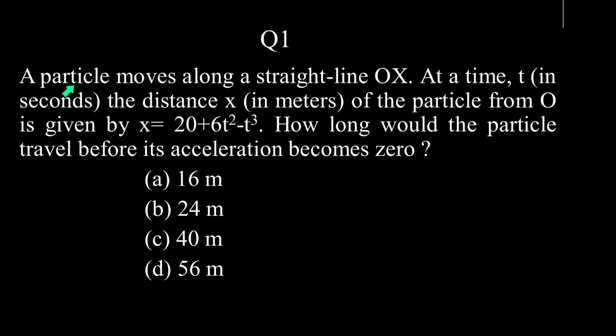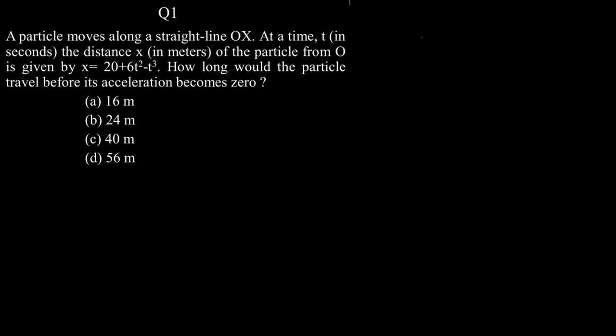It goes like this: a particle moves along a straight line OX. At a time t, the distance x is given by 20 plus 6t square minus t cube. How long would the particle travel before its acceleration becomes zero is the question. See, there's one thing that you need to understand here, which is the relationship between differentiation of distance with respect to time. See, what is given here? X is given, right? So when you differentiate x with respect to time, what do you get?